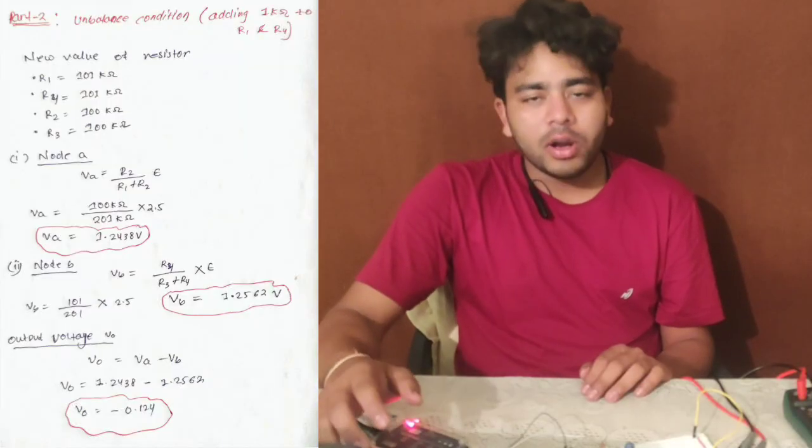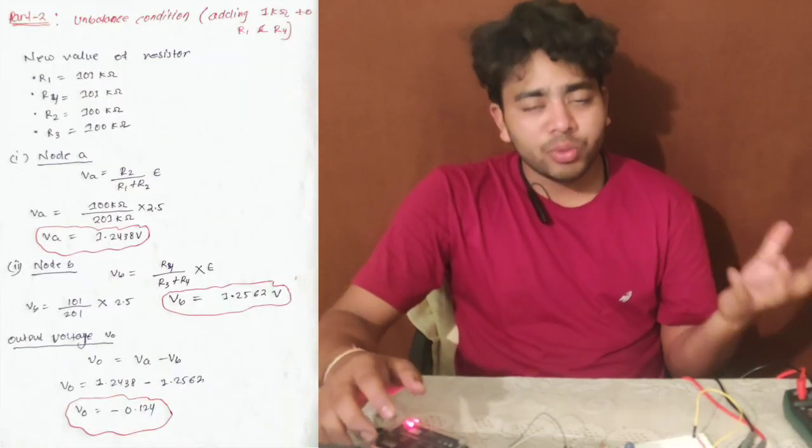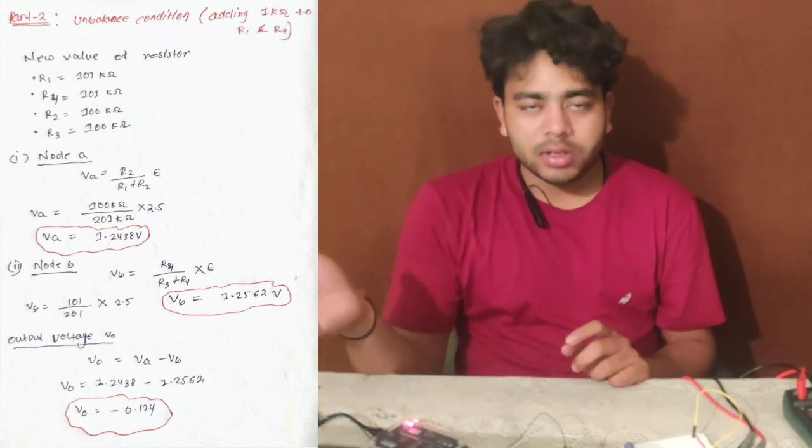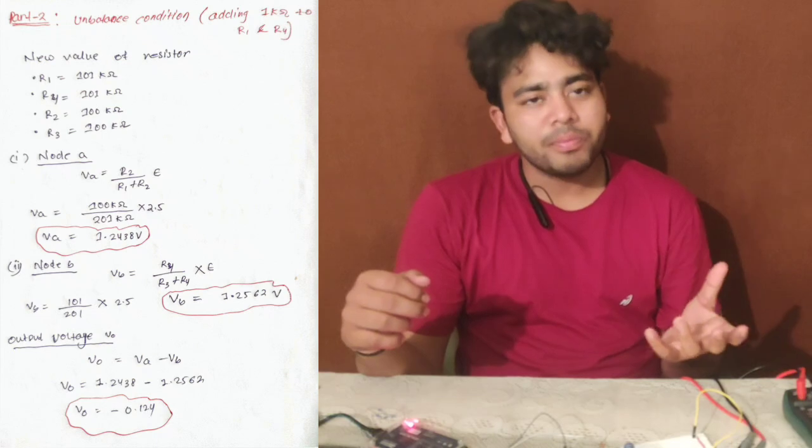Part 2 is about the not-in-balance condition. For the not-in-balance condition, we just have to add a 1 kilo ohm resistor to R1 and R4. So now R1 becomes 101 kilo ohm, and R4 becomes 101 kilo ohm.